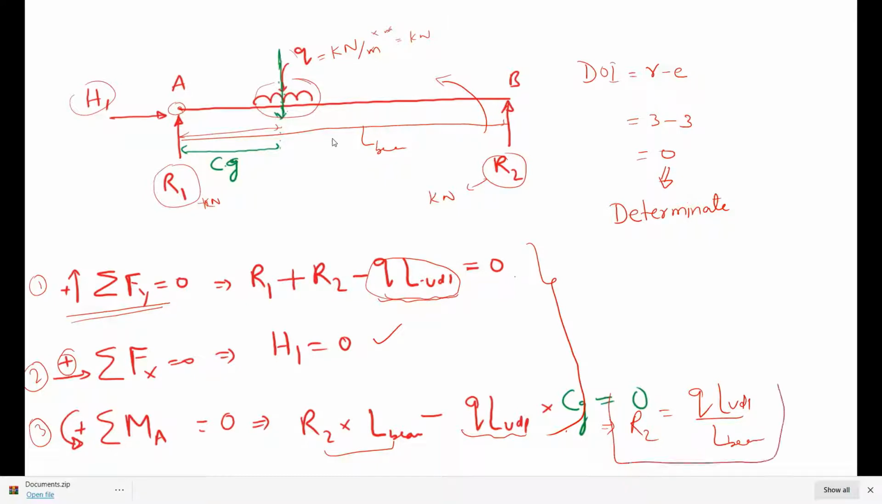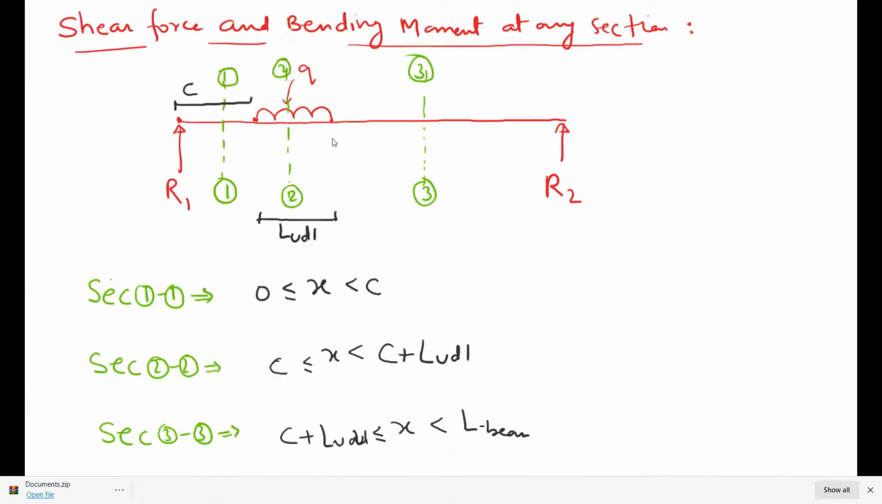So we get R2 here, we have already got H1, and from here R1 is equal to Q into L of UDL minus R2, and R2 we already know, so we get the R1 value. Okay, so now shear force and bending moment at any section.